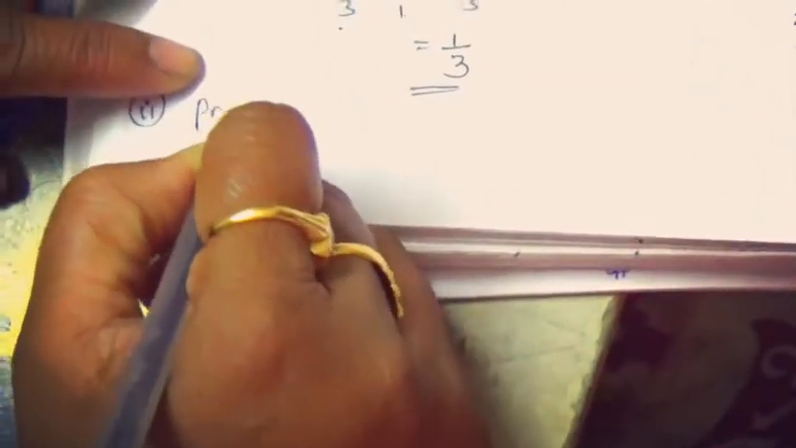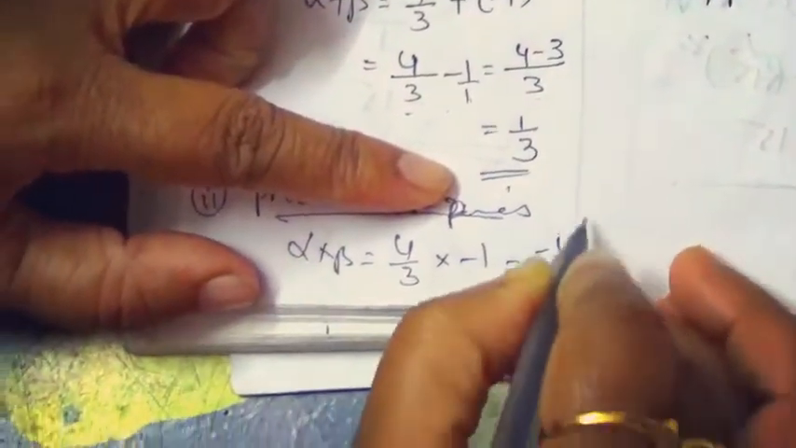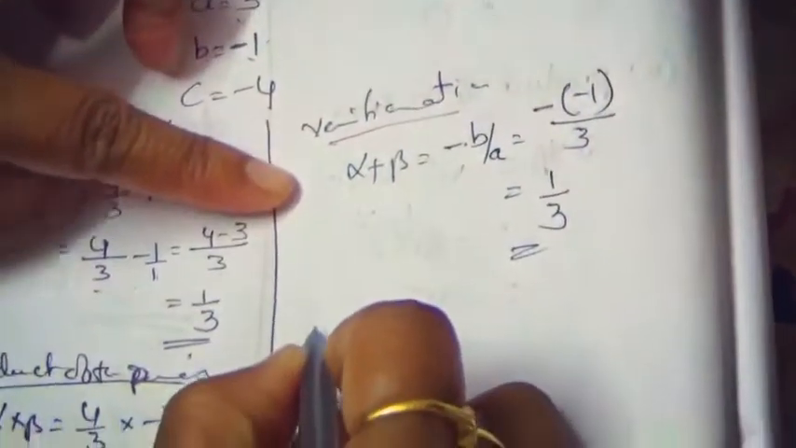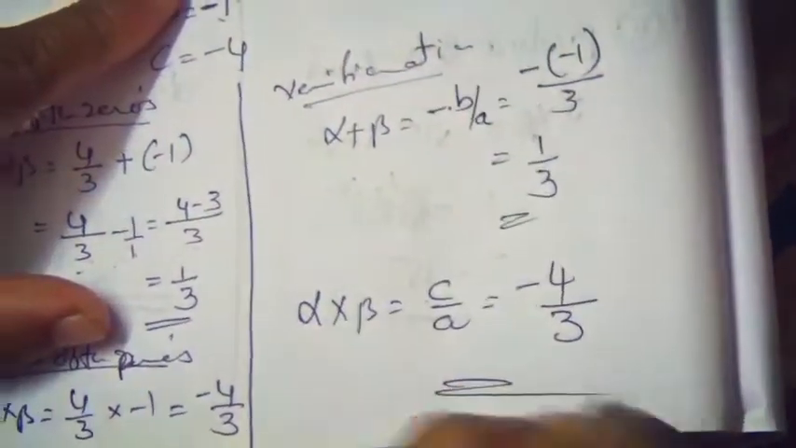So the product of the zeros, alpha into beta is equal to 4 by 3 into minus 1, that is equal to minus 4 by 3, it is the answer. So by verification, alpha into beta is equal to c by a. What is the c value? Minus 4, by a value 3, that's it. Yes, the first problem is completed.